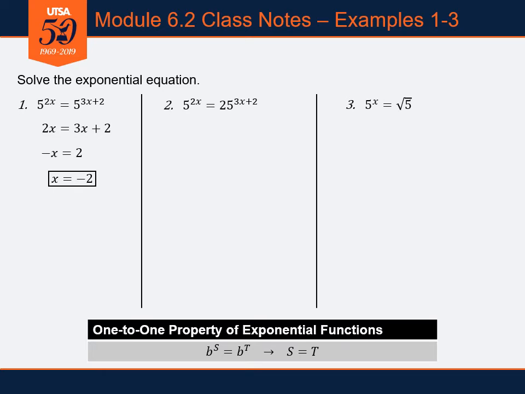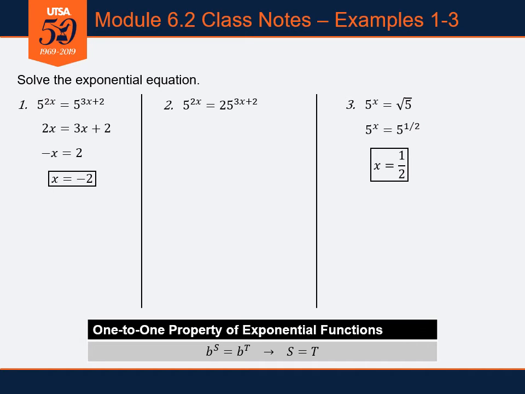Same thing holds in example number 3. Let's skip over to example 3. 5 to the x equals 5 to the 1/2 power, because a square root is the same thing as a 1/2 power. So if we have 5 to the x equals 5 to the 1/2, then what is x? X equals 1/2. And we're golden. There in example 3, we're good to go.